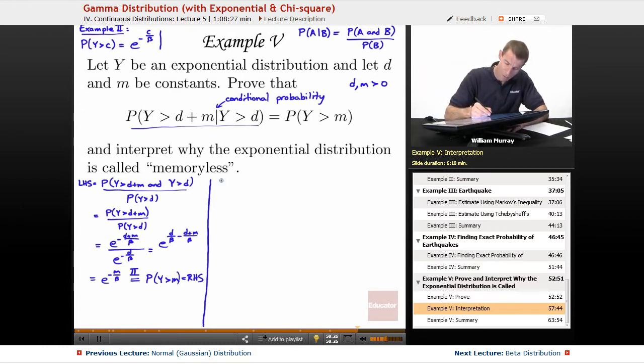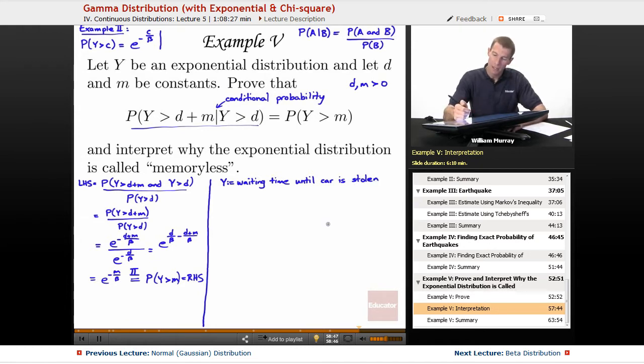So let's have y be the waiting time until, how long do you have to wait, just leaving your car around on the street, until your car is stolen? So what does this equation mean? Let me pick values for d and m. Let's say d is 1 day, and m is 1 month. And then d plus m would be 1 month and 1 day. That's why I picked d and m in the first place, because I was thinking ahead to this.